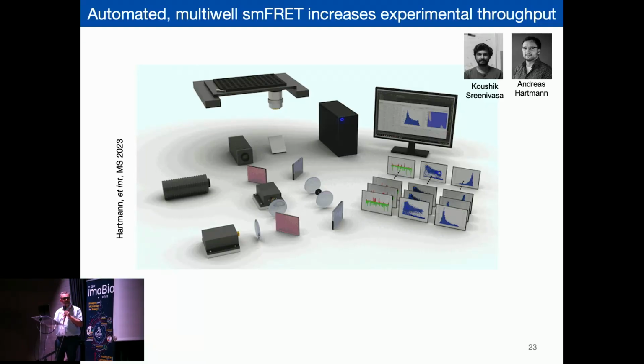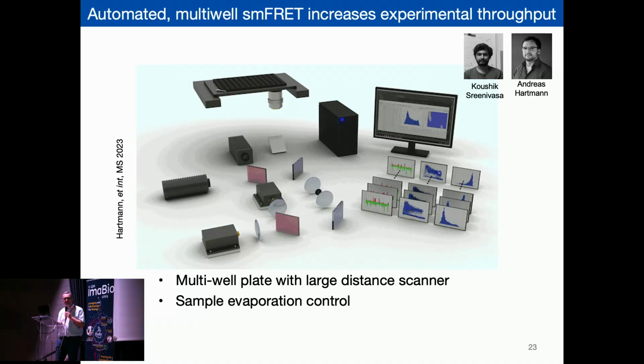Obviously, motivation is good, but doing it took us a little bit longer. The simplest case is that we implement in our system a large distance scanner that allows us multiple plate reading. Very standard. But then we faced the first problem, sample evaporation control. Each of these samples is about 100 microliters. You can cover this up, but still you might have some sample evaporation problems, especially if you want to control your concentration. If you go from 100 microliter to 80 microliter, your concentration is different. If you go to 10 microliters, it's a lot different.